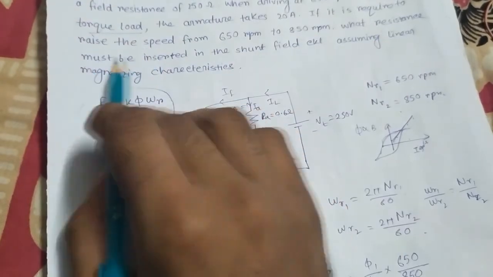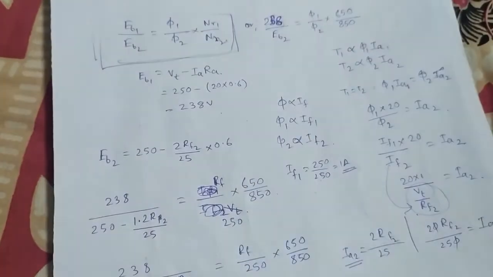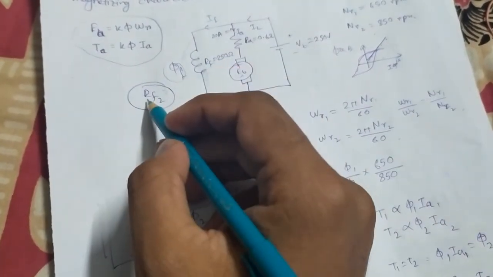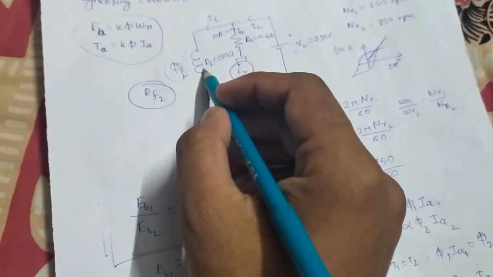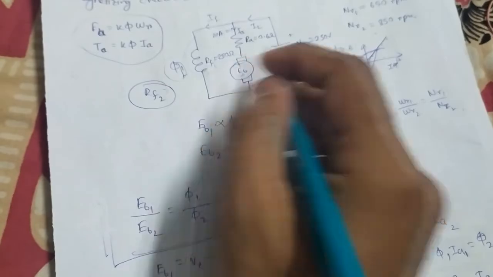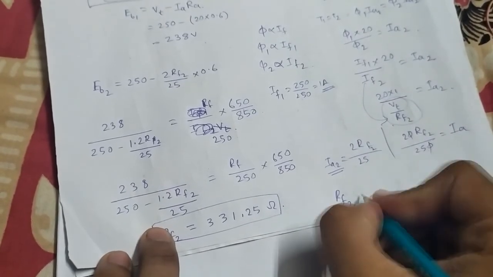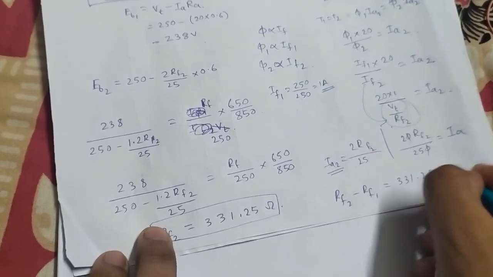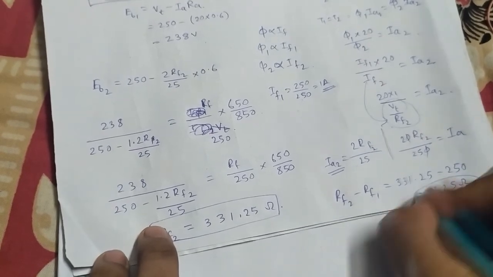So the question here asked what resistance must be inserted in the shunt field. That means Rf2 is the total resistance we have taken in the second case. So if we subtract Rf1 from Rf2, that will give us the answer. So Rf2 minus Rf1 equals 331.25 minus 250, that will become 81.25 ohm. That will be your answer.